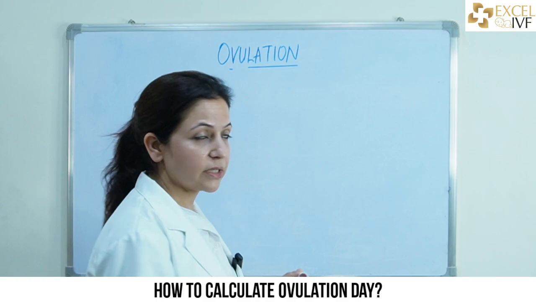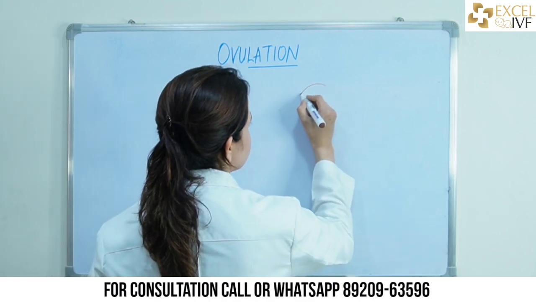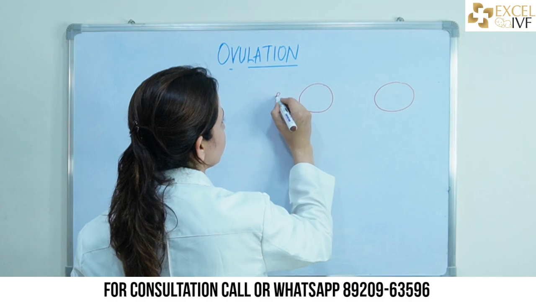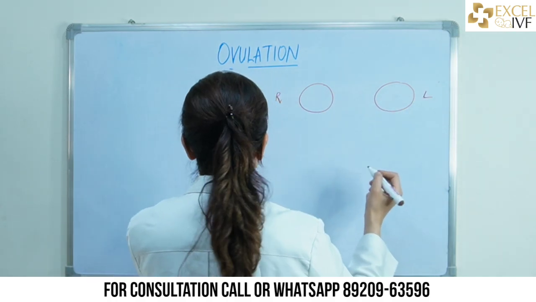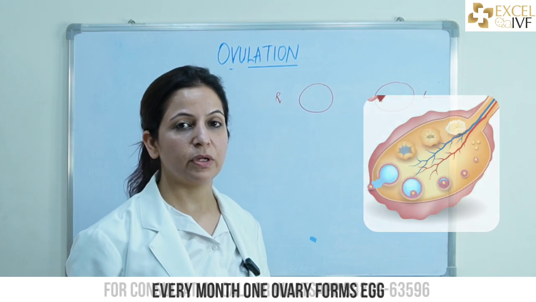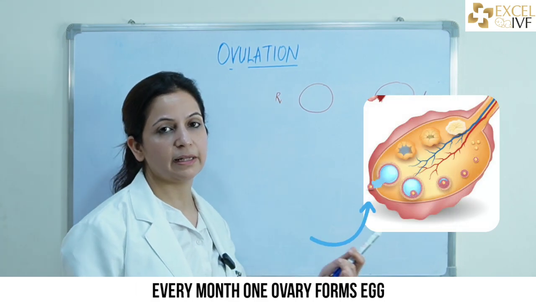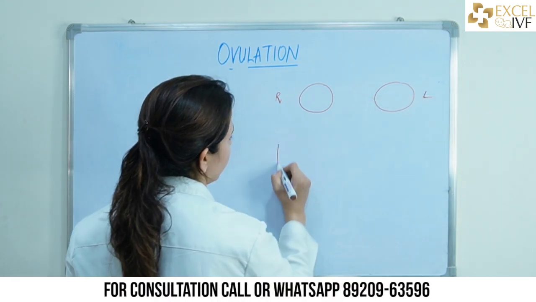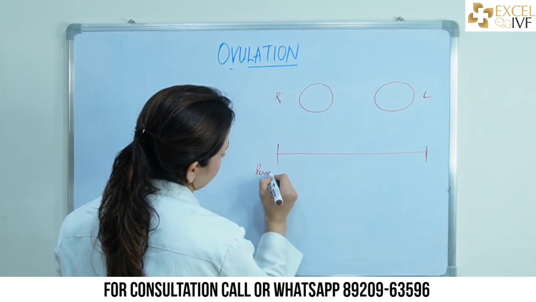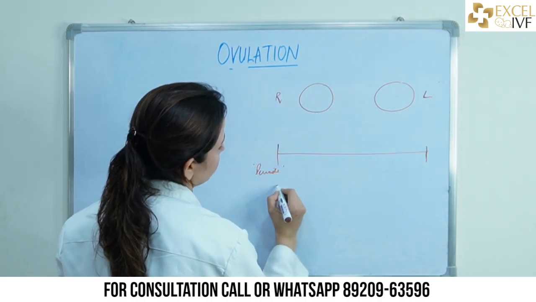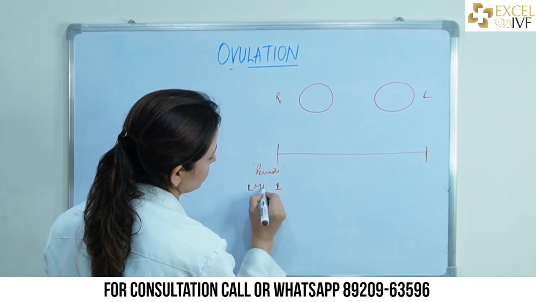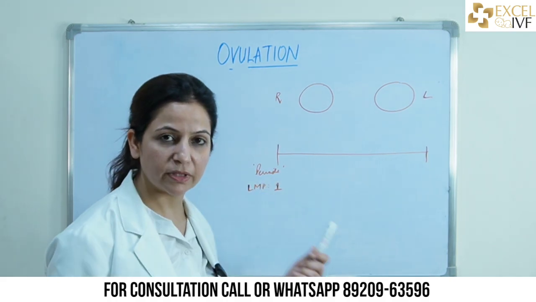For us to know this, we should know what is exactly happening inside the ovary. A female will have two ovaries, right and left. Now, either of them will make an egg every month, either the right side or the left side. How is the egg formed? So first, when you see your periods, let's take the first day of bleeding as day one, and that is also called the last menstrual period or day one of the cycle.